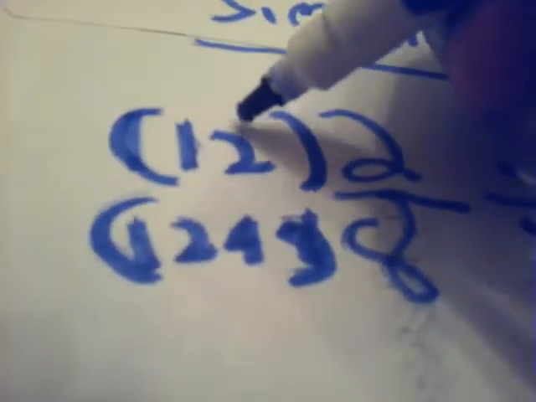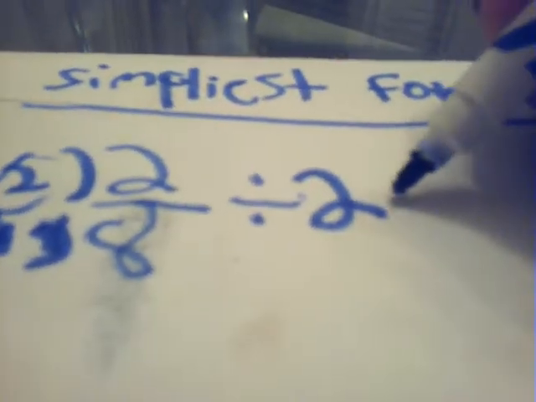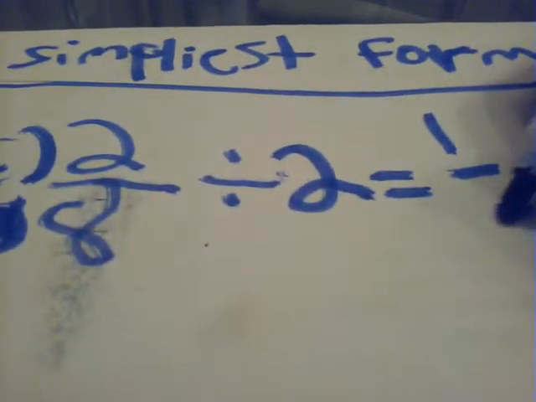Since the biggest number we see in both is 2, we have to divide by 2. 2 divided by 2 is 1. 8 divided by 2 is 4. So the number is 1/4. This is the simplest form. This is not a simplest form.